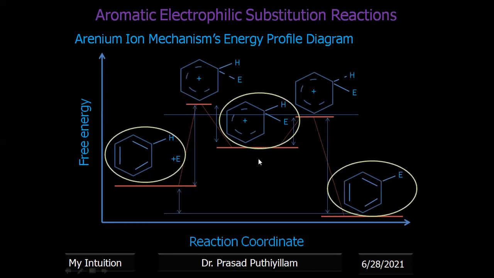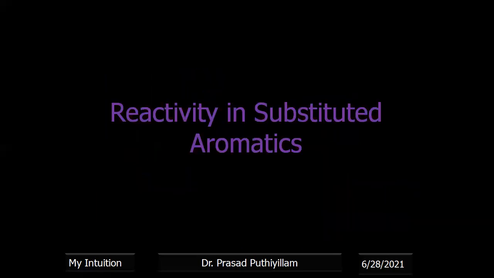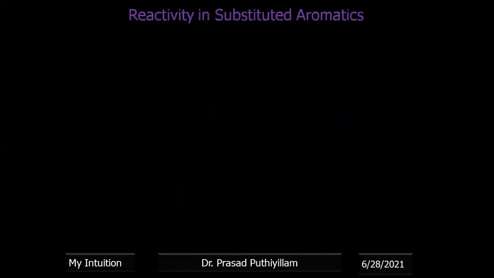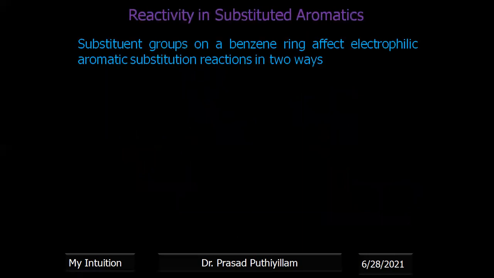I'll continue with this energy profile diagram and further explanation of some substituent effects. Okay, so here, the reactivity in substituted aromatics, what will be the reaction rate, or what will be the fastness of the reaction, and how the different groups substituted on the aromatic compound affect the reactivity, that is explained here. The substituent groups on a benzene ring affect the electrophilic aromatic substitution reaction mainly in two ways.